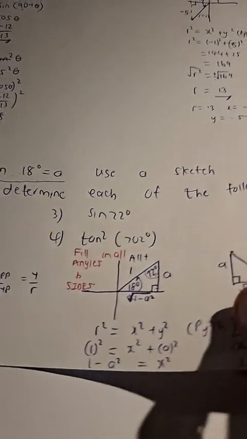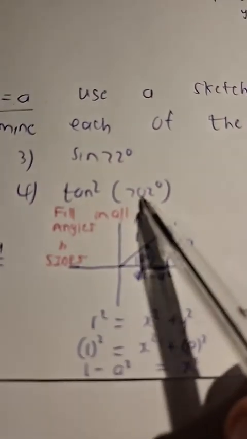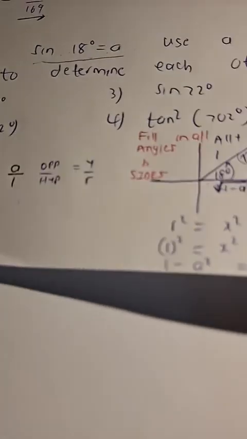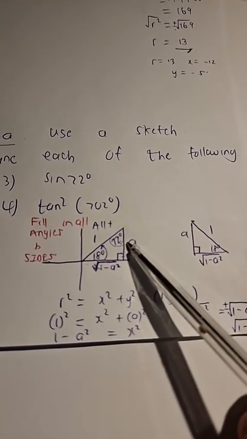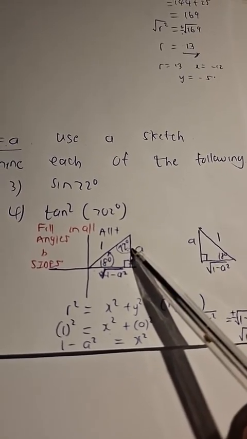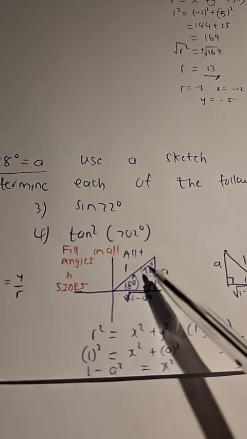I hope you guys are getting that one too. Okay, and then the very last one, the tan squared of 702. Amukelani Obiana is like saying no, why? Okay, then you need to tell me what you don't understand.